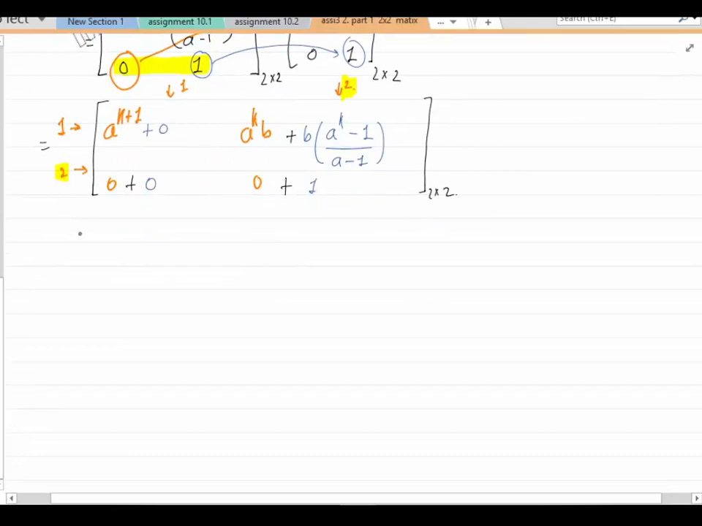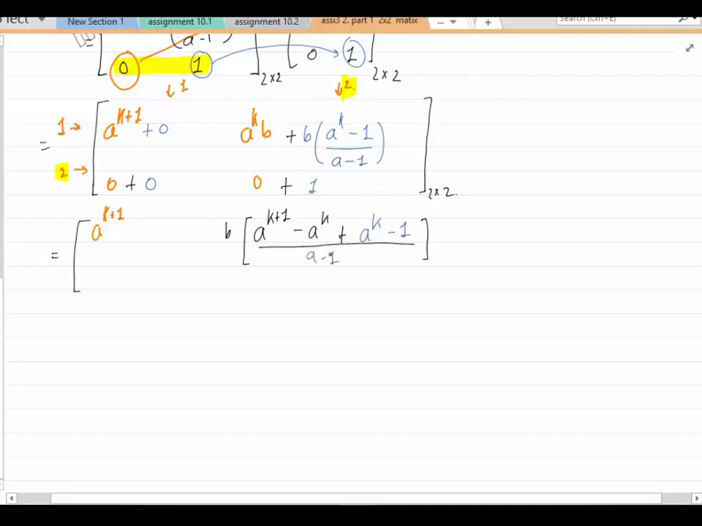Our first term will be a raised to k plus 1. In the second term you can take b common and take the LCM of a minus 1. So a raised to k into a will give us a raised to k plus 1. A raised to k minus 1 will give us a raised to k. Then a raised to k minus 1 as it is, and our denominator will be a minus 1. The third term will be 0, and the fourth term will be 1, right?